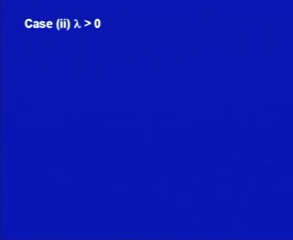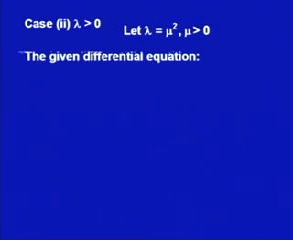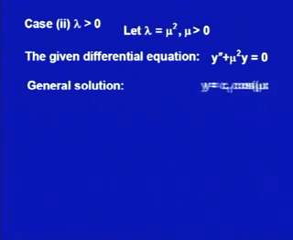Now, come to case 2, lambda as a positive value. Again let lambda be mu square and we will again take mu to be a positive real number. The given differential equation will become y double dash plus mu square y is equal to 0. We had already seen that the general solution in this case is of the form C 1 cos mu x plus C 2 sin mu x. Now, put the boundary conditions.